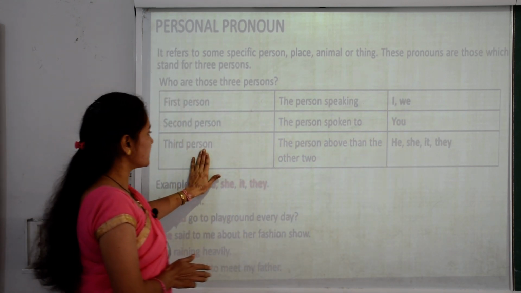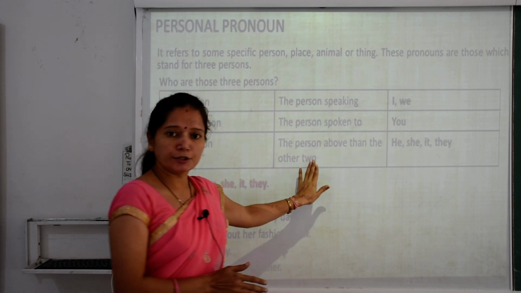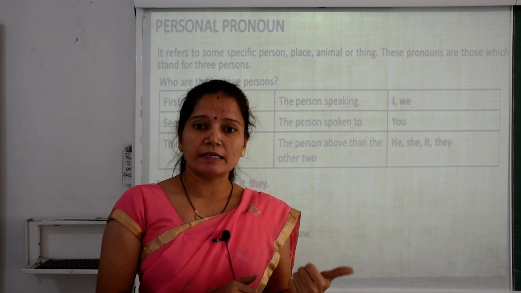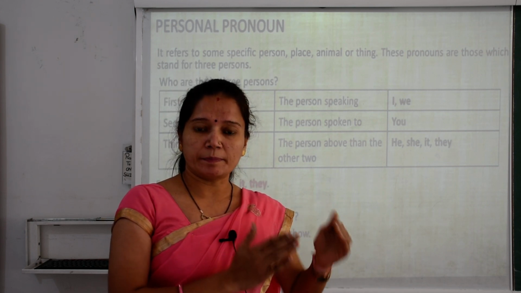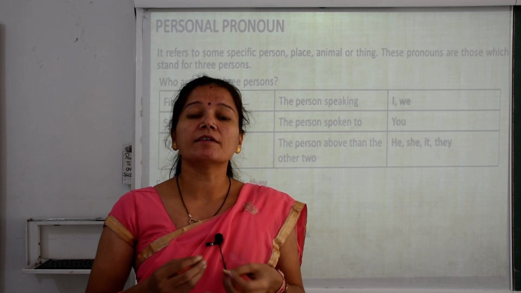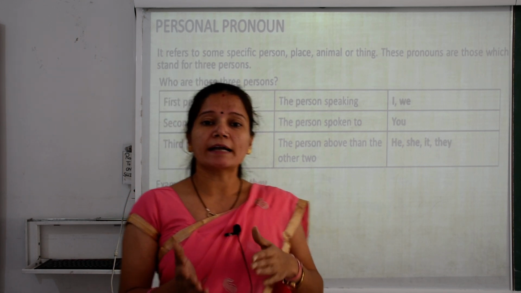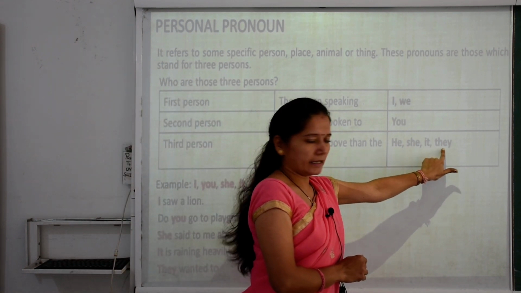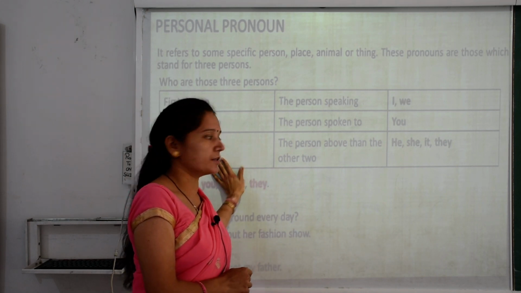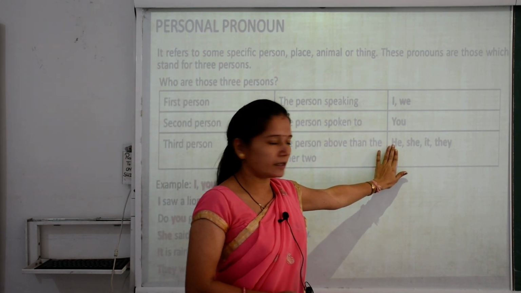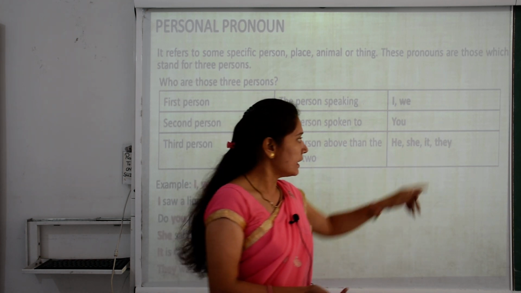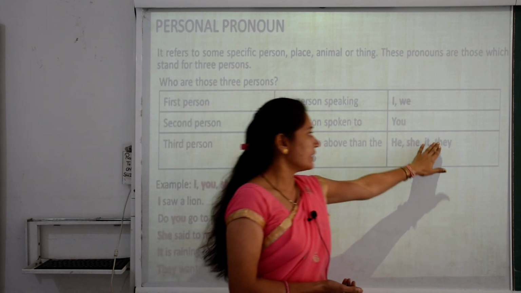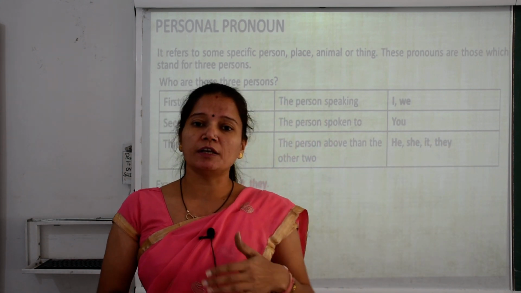And the third person means the person other than those 2. Right now we are discussing pronouns, so pronoun is third person. Persons, places, things that are spoken about come in the category of third person. So he, she, it, they all come in the category of third person. We use he for the male gender, she for the female gender, and it for the neuter gender, for animals and non-living things. And if more than one person, we'll use they.